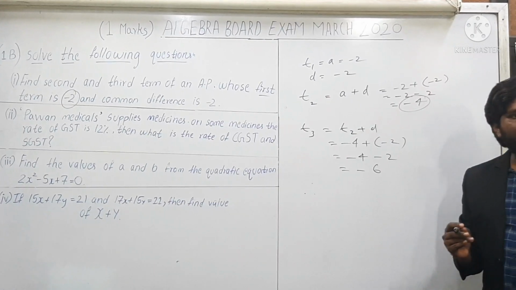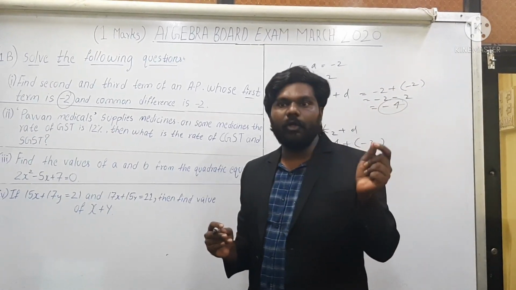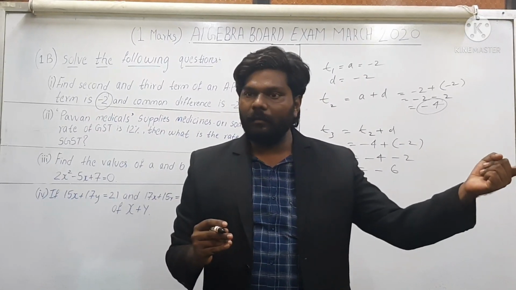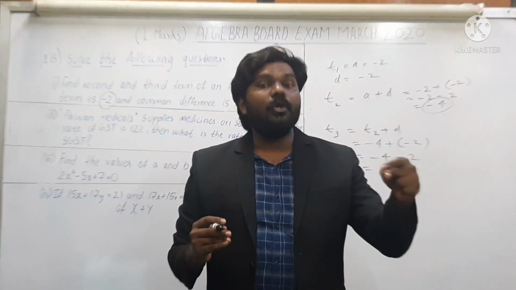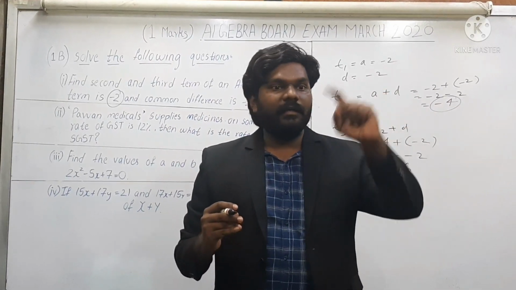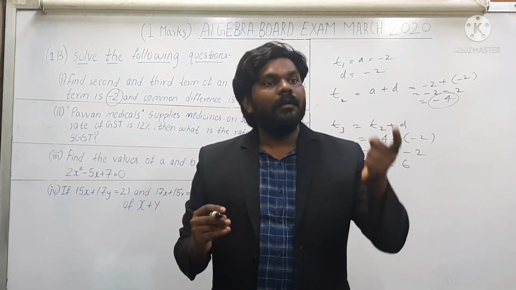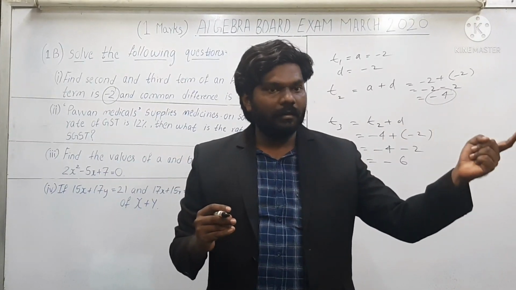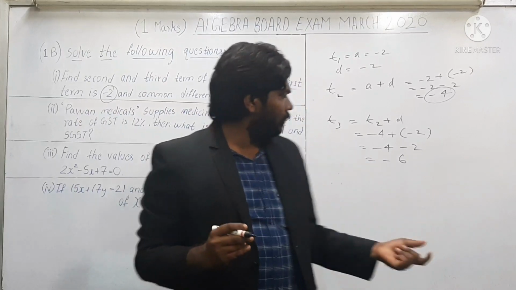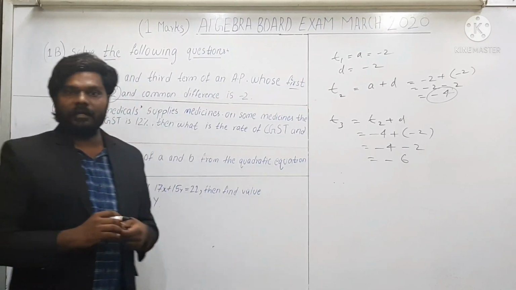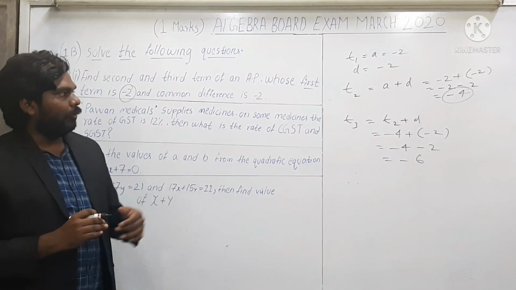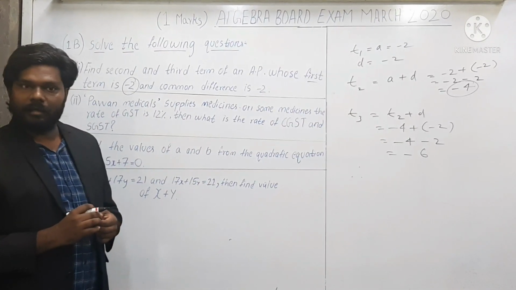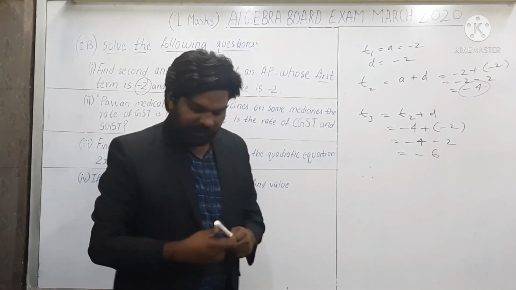Understood? A is the first term. D is the common difference. So T2 is given by A plus D, that is first term plus common difference. The third term is given by T2 plus common difference, that is T2 plus D. So I got it. That is T2 is equal to -4 and T3 is -6. Done? Yes. I'll wrap this up. We'll go with the second question.